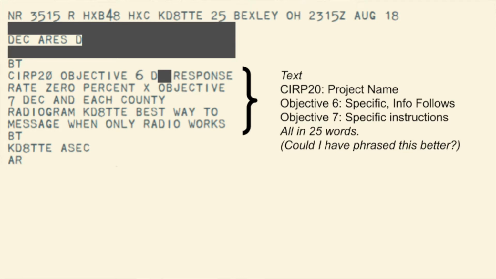We're very specific about what we're talking about, and the way that we do that is by giving the name of the project. At this point, the county information report project 20. We've reduced that down to a simple abbreviation that everybody now recognizes. We say specifically what objective we're talking about, and then we give information about that objective. We have a break in thought, and then we move on to the next objective, and then we give information about that. This was very compact.